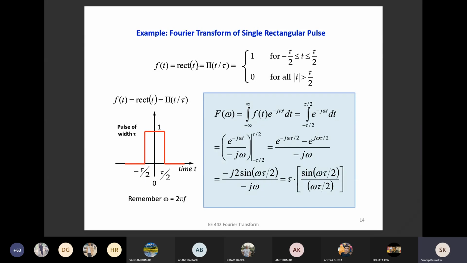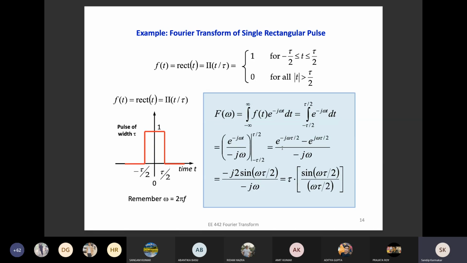So f(t) equals the rectangle function of t by tau, equal to 1 for minus tau by 2 less than or equal to t less than or equal to tau by 2, and 0 for all mod t greater than tau by 2. So F(omega) is the integral from minus infinity to plus infinity of f(t) e to the power minus j omega t dt, which equals the integral from minus tau by 2 to plus tau by 2 of e to the power minus j omega t dt, because at all other places the function vanishes. Now if you integrate it, it will be e to the power minus j omega t by minus j omega, from minus tau by 2 to plus tau by 2.